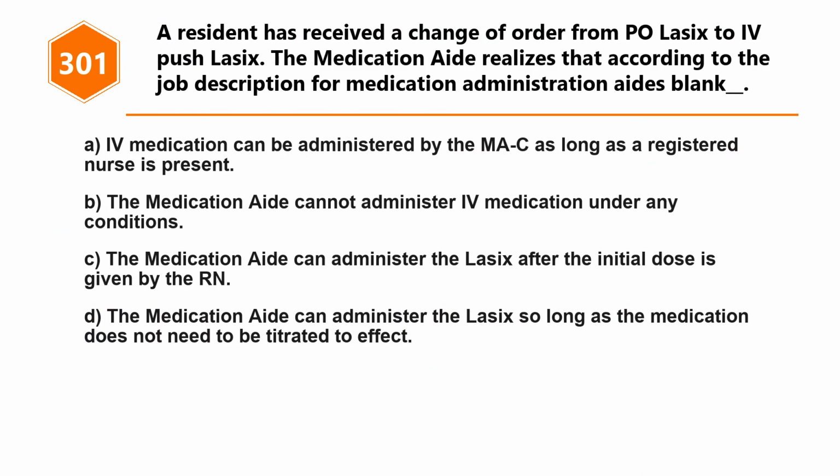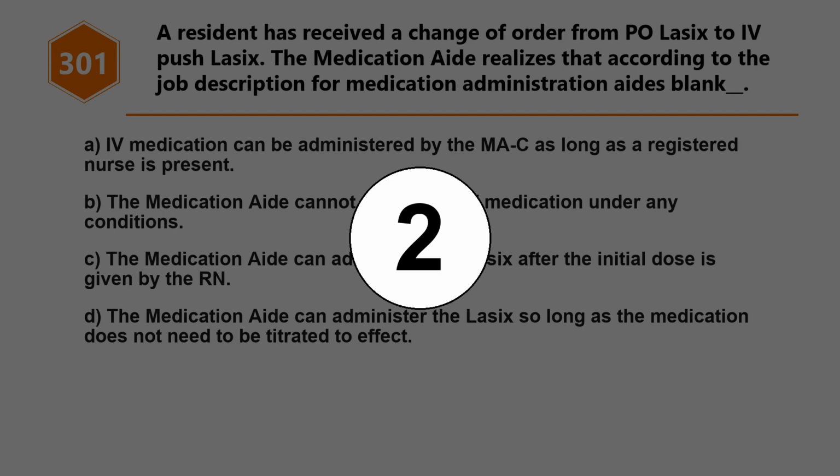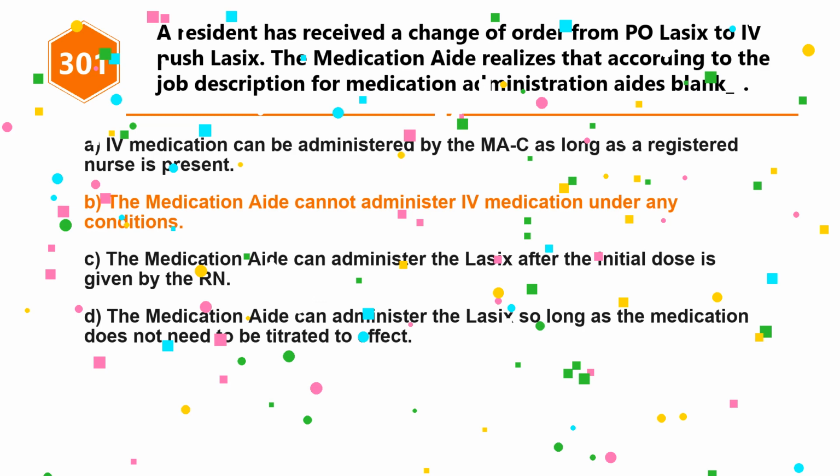Question 301. A resident has received a change of order from Lasix to IV push Lasix. The medication aide realizes that according to the job description for medication administration aides, blank. Option A, IV medication can be administered by the MACE as long as a registered nurse is present. Option B, the medication aide cannot administer IV medication under any conditions. Option C, the medication aide can administer the Lasix after the initial dose is given by the RN. Option D, the medication aide can administer the Lasix so long as the medication does not need to be titrated to effect. The correct answer is option B. The medication aide cannot administer IV medication under any conditions.